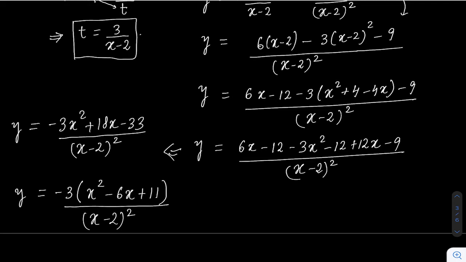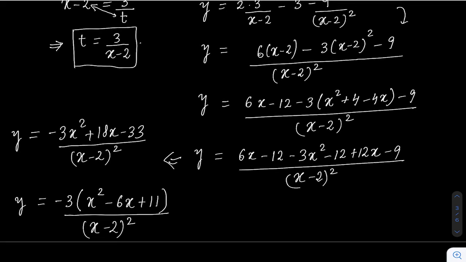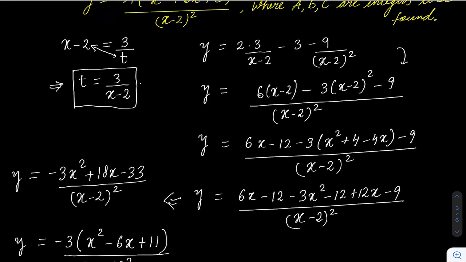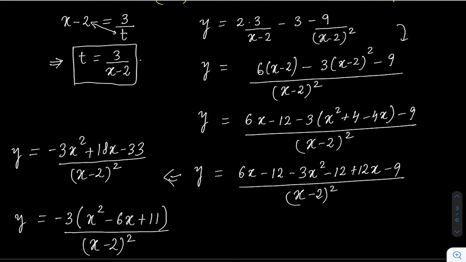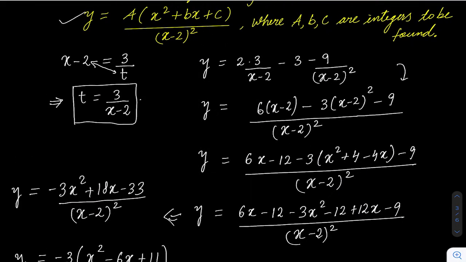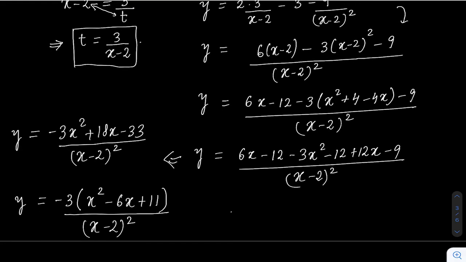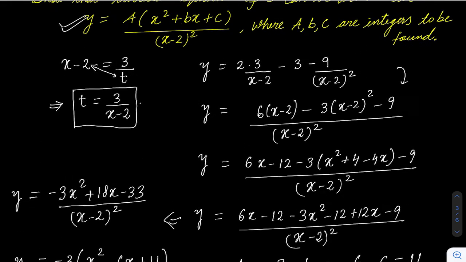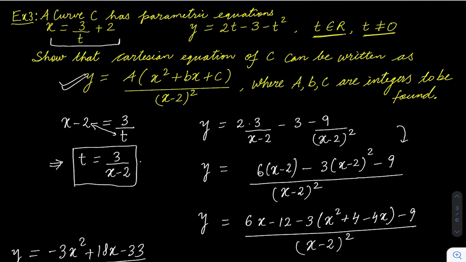Now let's see what they were asking. So this is my Cartesian equation. Now they are asking x minus 2 whole square into a into this. So we have an equation similar to this. Now we have to see what is the value of a, b and c. So my a value is coming out to be minus 3. b is the coefficient of x, that is minus 6, and c is the constant, that is 11. So this is my answer. These are the values of a, b, c, and they are integers. Sometimes they can give you a question like this also.